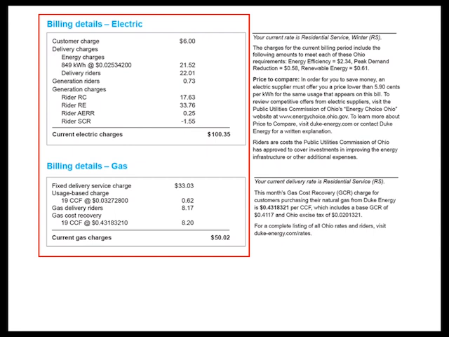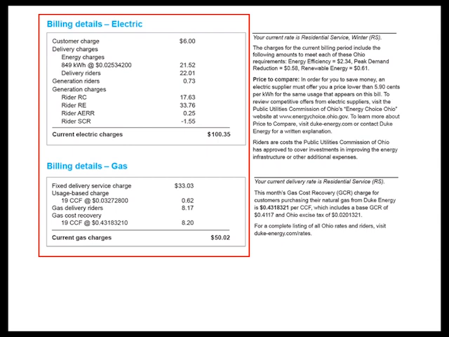The first charge listed will be your fixed charges. These are charges that you pay to Duke Energy regardless of how much energy you use each month. In the sample bill, the customer charge is $6 for electricity and $33.03 for natural gas.